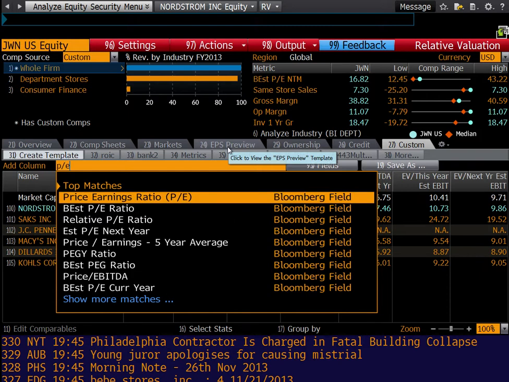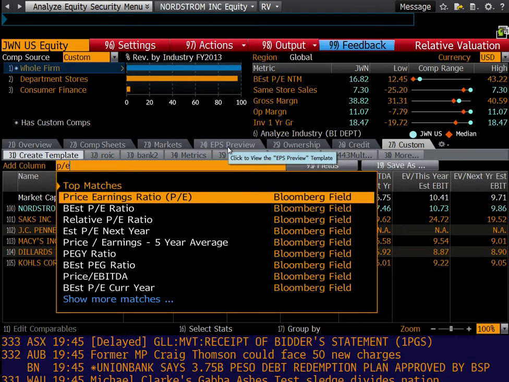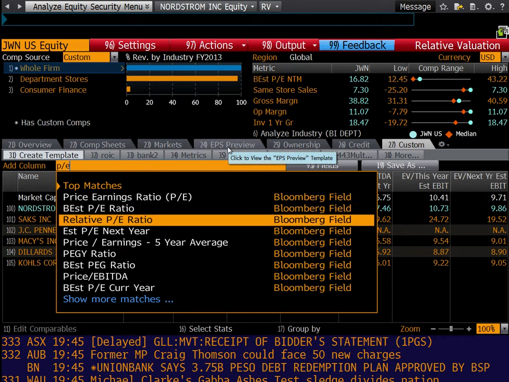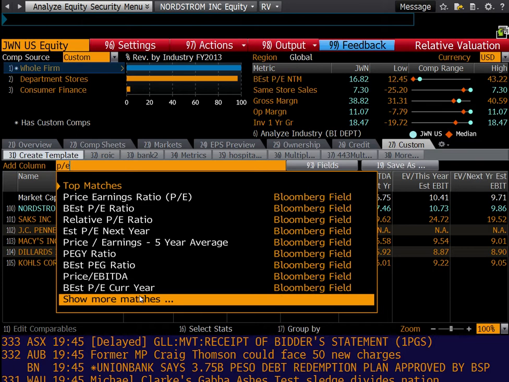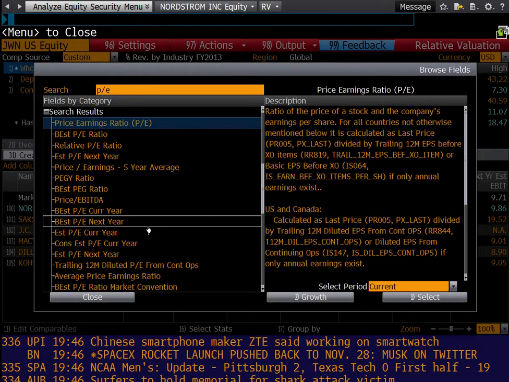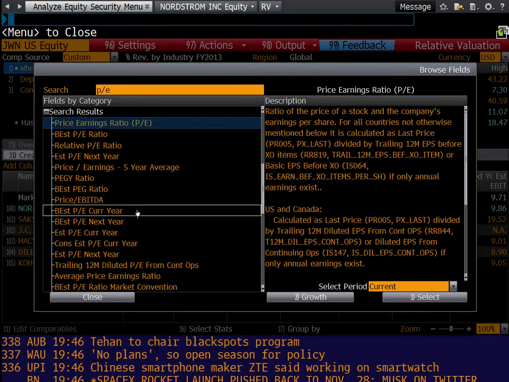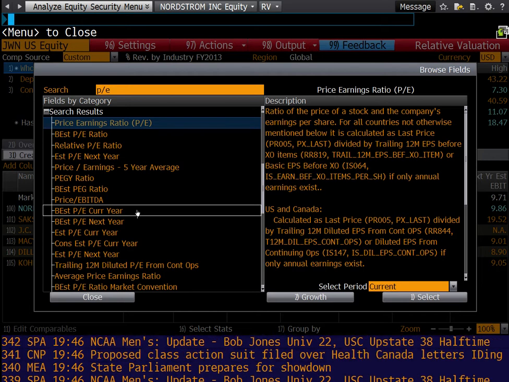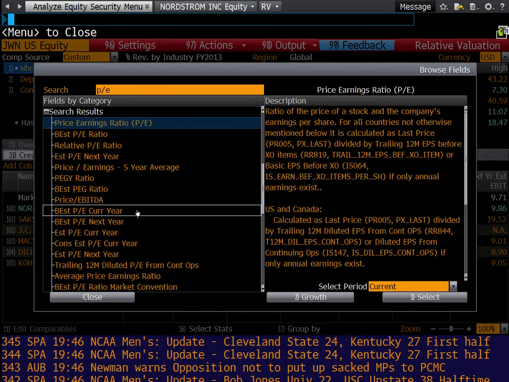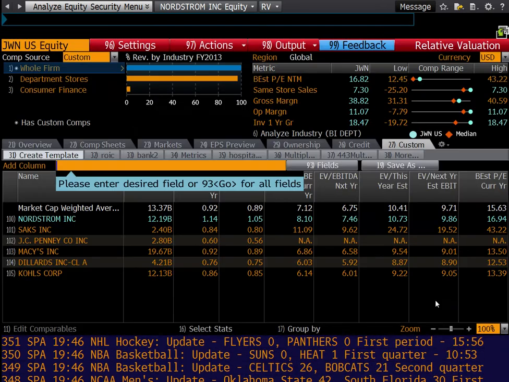P-E. And again, price to earnings for the next year and this year. So BEST PE for the current year. By the way, BEST stands for Bloomberg estimate. Okay, so that's actually the consensus estimates. So the BEST for the current year is the forward year 1.